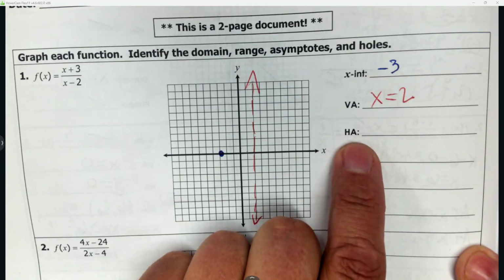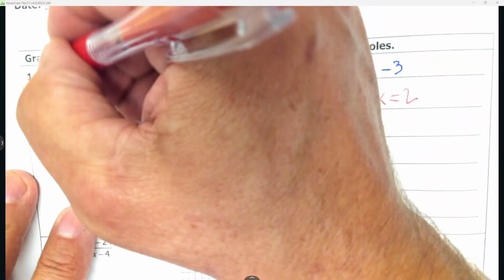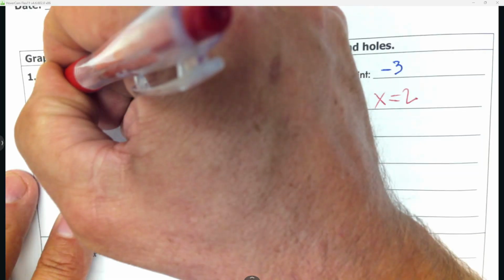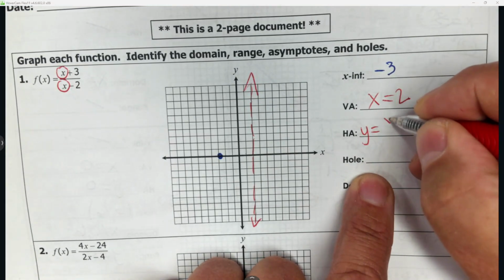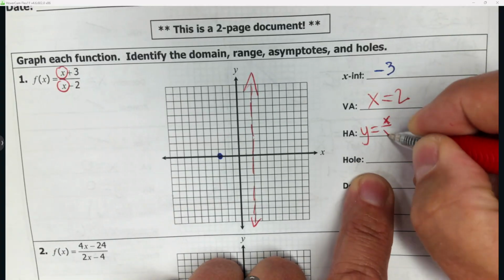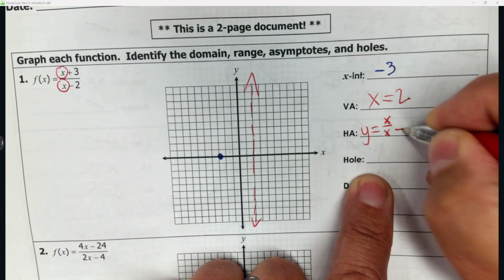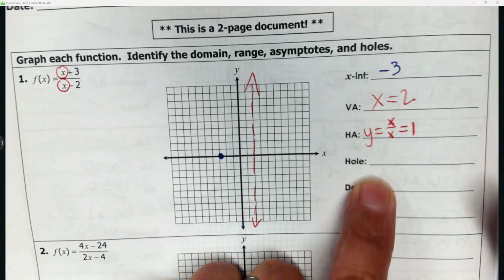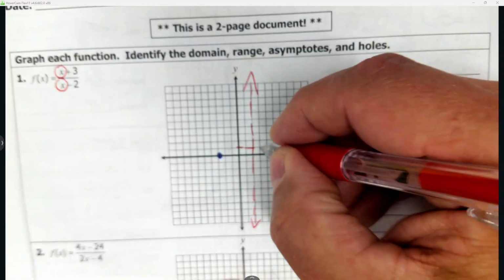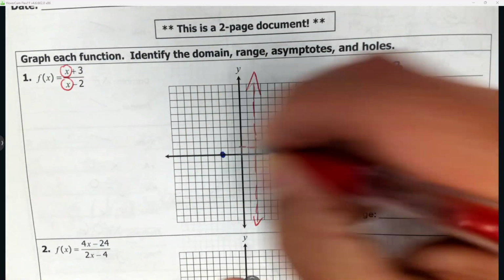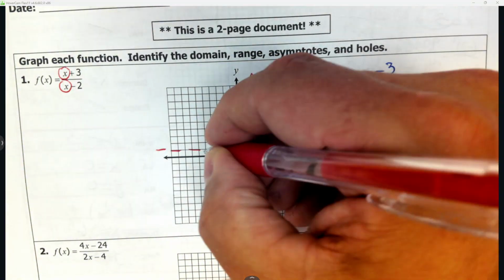Next is the horizontal asymptote. That's found by taking the power term of the top and the power term of the bottom and dividing. The power term is the term with the biggest exponent. So x divided by x, when I divide that, gives me the horizontal asymptote 1. So I start at 1, I go up 1, and then draw a horizontal line over 1.